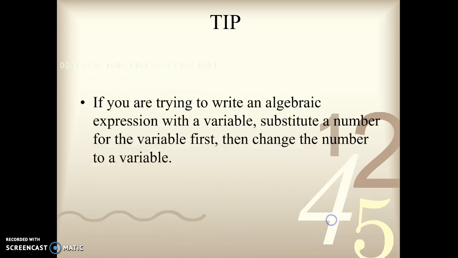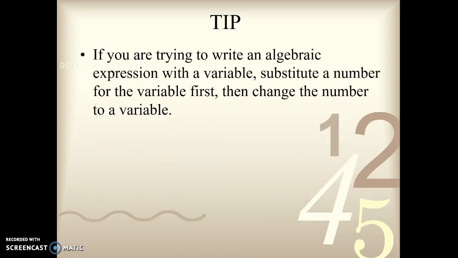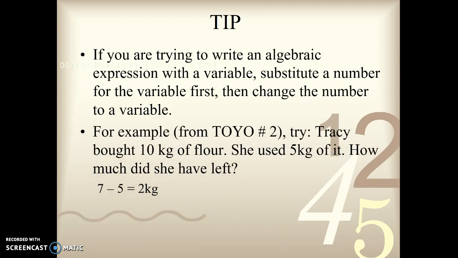All right, so let's look at a tip. If you are trying to write an algebraic expression with a variable, substitute a number for the variable first, then change the number to a variable. Here's what I mean by this tip. So for example, this should say 7 right here. Tracy bought 7 kilograms of flour. She then used 5 kilograms of it. How much did she have?